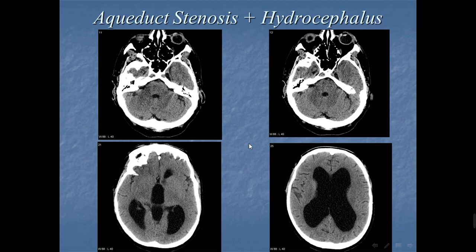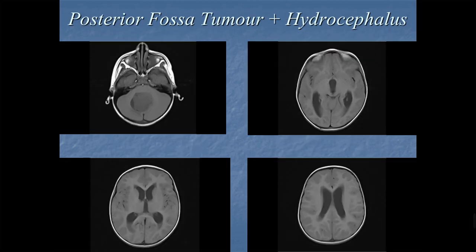Then, going lower down, you can see this is a posterior fossa tumor. There is a tumor occluding the fourth ventricle and resulting in dilatation of the third ventricle and of the lateral ventricle. So this is the other last case of obstructive hydrocephalus due to posterior fossa tumor.